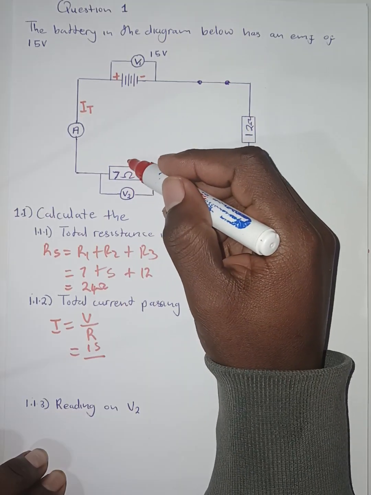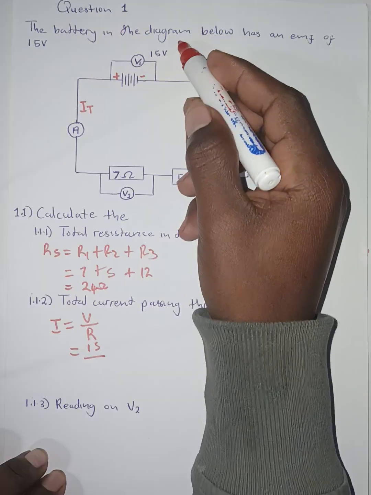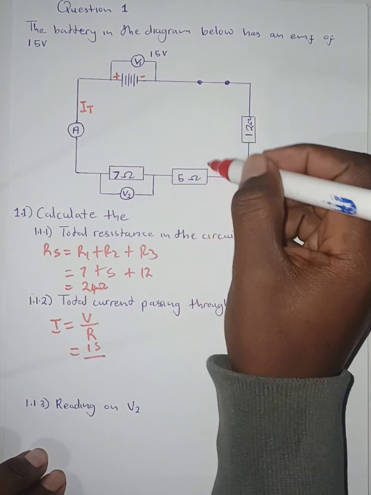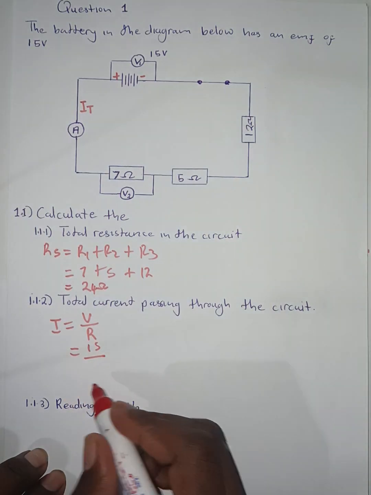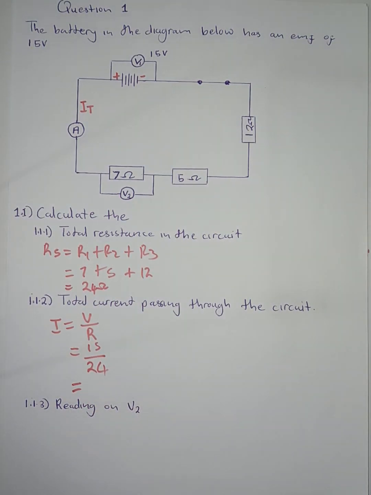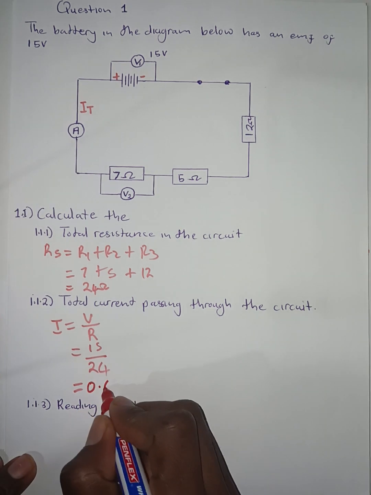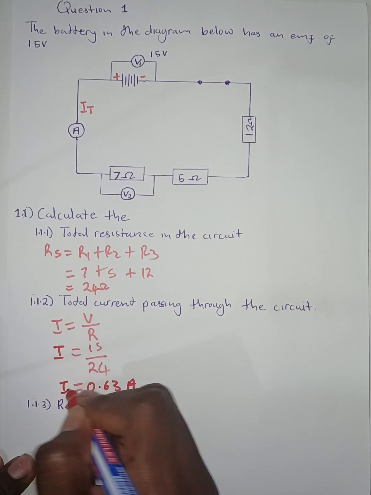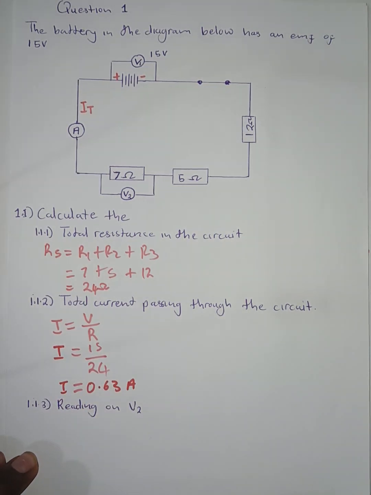7 ohm resistor, because that 15 volts is the voltage that is distributed to that 12, and that 5 ohm, and that 7. So in this case, that would be divided by 24, and if you put that in your calculator, you're going to get 0.25, and if you round that off, you're going to get 0.63. So this would be 0.63 amperes. Now remember that current is measured in amperes.